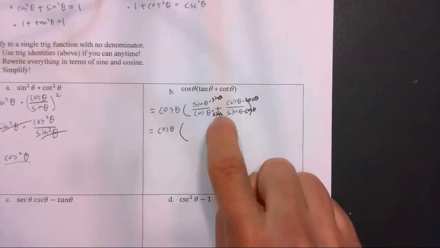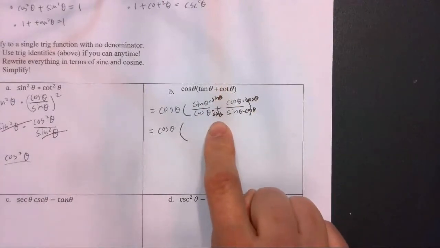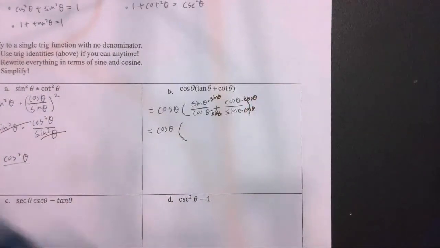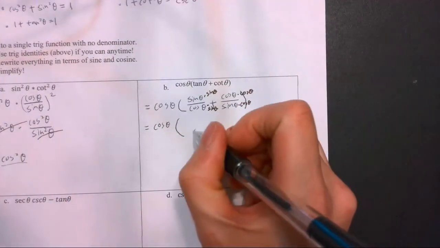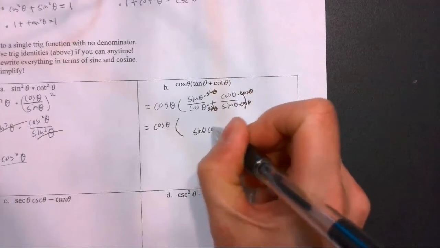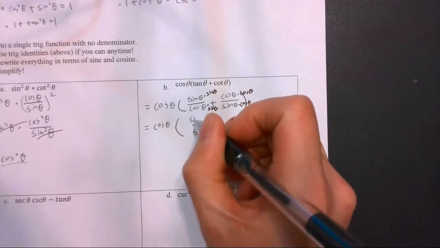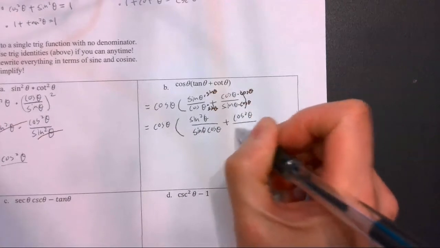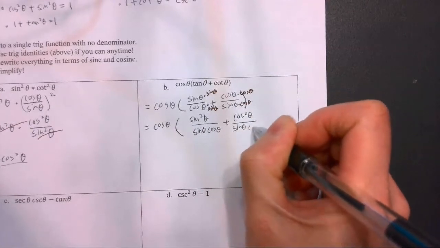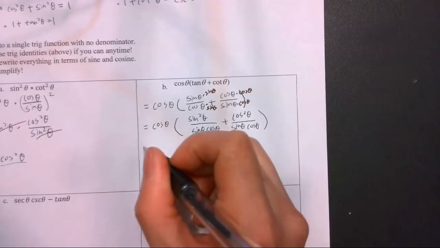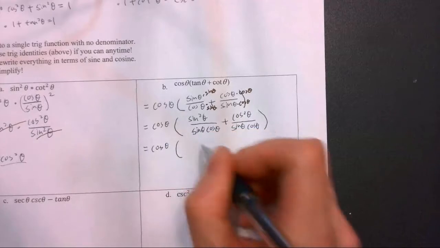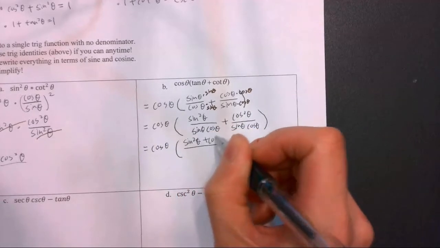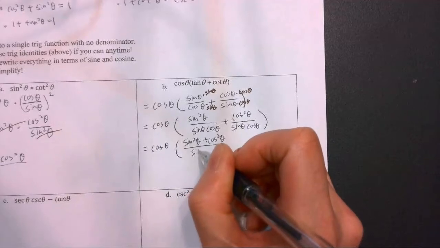So for the first one, I'm multiplying sine theta top and bottom. And for the second one, I'm multiplying cosine theta top and bottom. Then see what happens. Both fractions will have a denominator of sine theta cosine theta. Right? And then my numerator will be that. So now I have a common denominator. I can just add my numerators together, which is sine squared theta plus cosine squared theta over sine theta cosine theta.